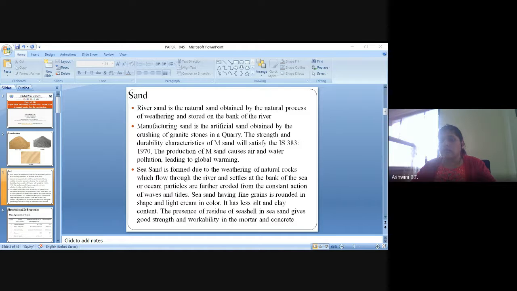Total water absorption less than 3%. It is 1.3% by weight of aggregate, and sea sand is 1.3%. Bulking of sand less than 5%. It is 5.2, and for sea sand, it is 14.2. Grain size analysis, it is less than 4.75. Zone 2, 90 to 100 mm for river sand and 50 to 200 mm for sea sand.